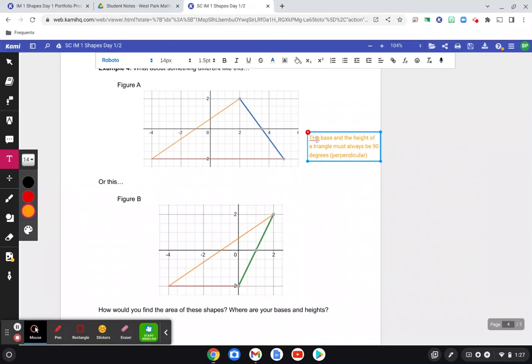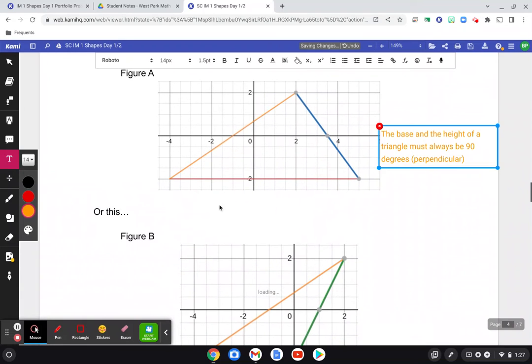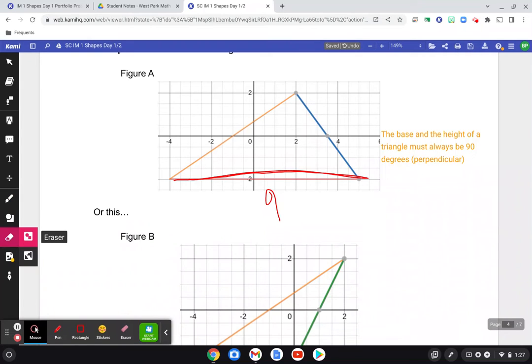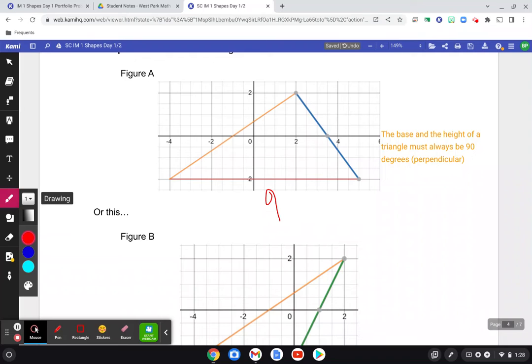So if we identify, in this first one, this guy right here in red as our base, and again, that's still 9 units. And we identify this right here as our height, because if we drop this directly down, that creates a 90 degree angle. That height there is 4.